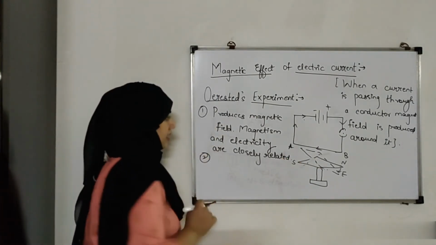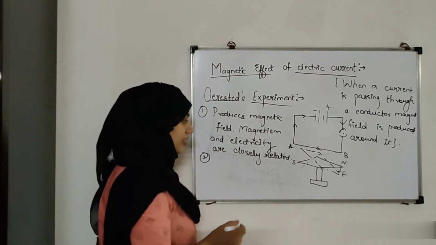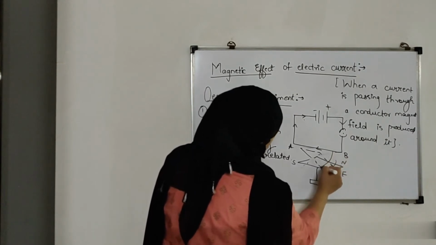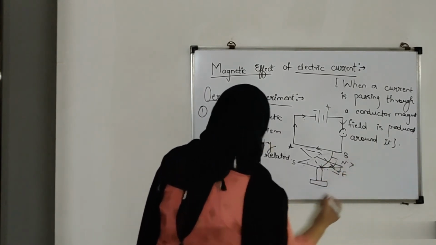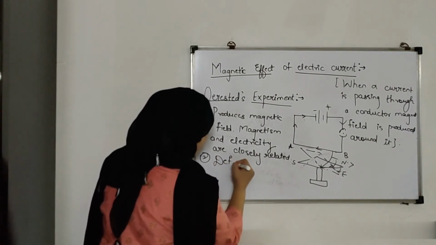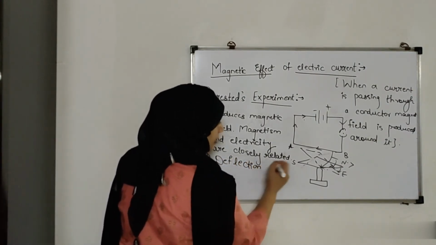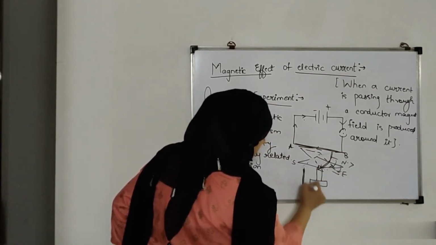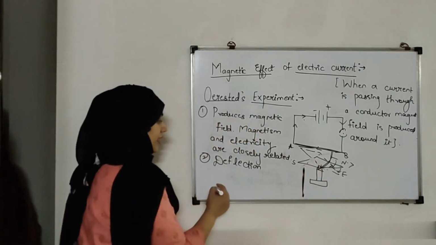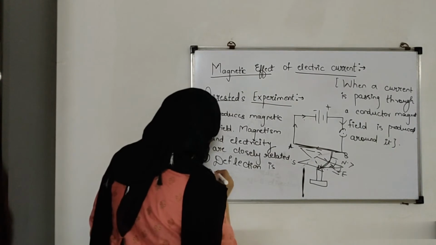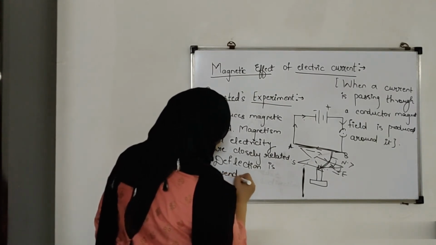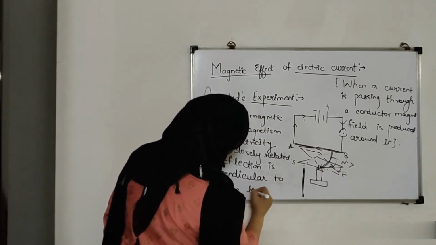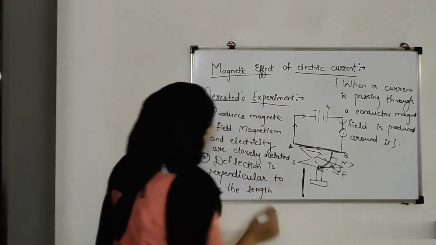Next, the direction of the magnetic field. Now this is my conductor, and the needle is deflecting in this direction. So basically it is perpendicular. The deflection of the magnetic needle, see, this is my conductor and it is deflecting in this direction like this. So it is always perpendicular. The deflection is perpendicular to the length of the conductor. These two things we can conclude.